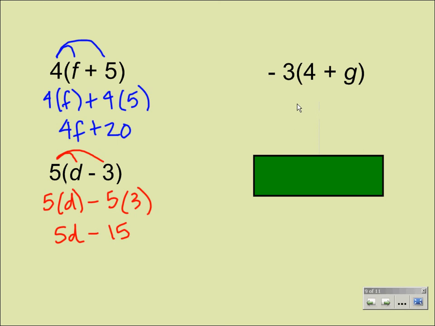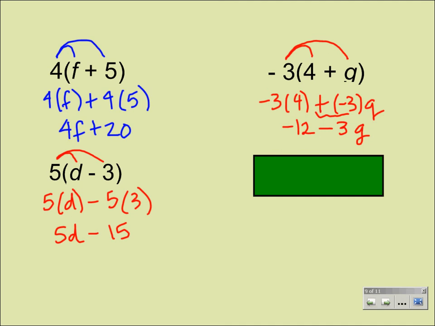Now let's try it with a negative out front and see what happens. We'll take a negative 3 and multiply that times the 4, and a negative 3 times the g. So when we go to rewrite that, it would be negative 3 times 4 plus, we'd bring down the sign that we have there, negative 3 times g. We go ahead and simplify negative 3 times 4, which is negative 12. And we have a double sign going on here, a positive and negative. And we know from our integer work that a positive times a negative is a negative. And then we're going to bring the 3g with us.